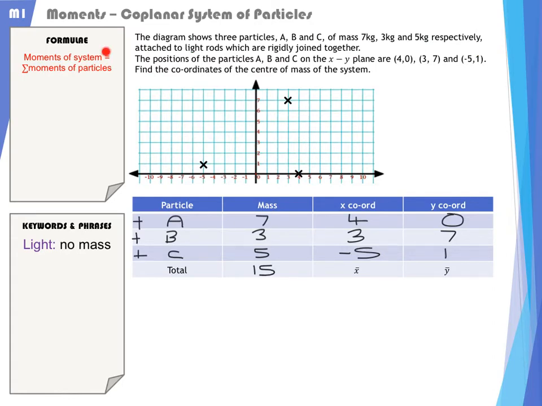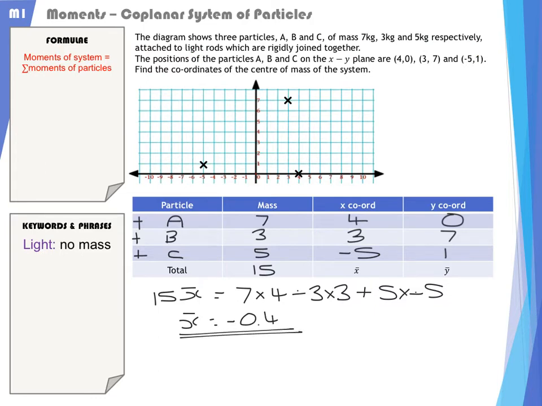Remembering our formula from before, the total moment of the system is equal to the sum of the moments of the individual areas, or in this case the individual particles. So our total mass is 15, so 15 times x bar is going to be equal to 7 lots of 4 plus 3 lots of 3 plus 5 lots of -5. Adding all of that up, we get -6 altogether, which when we divide it by 15 gives us -0.4. So there's the x coordinate.